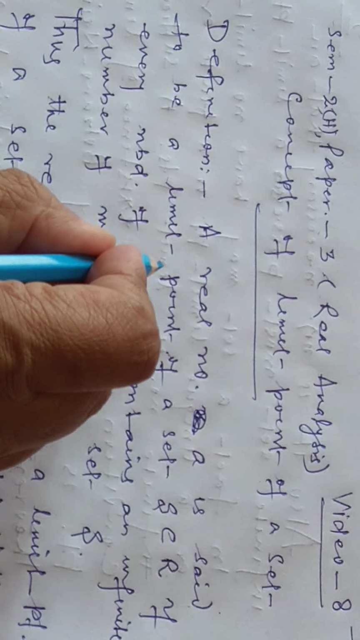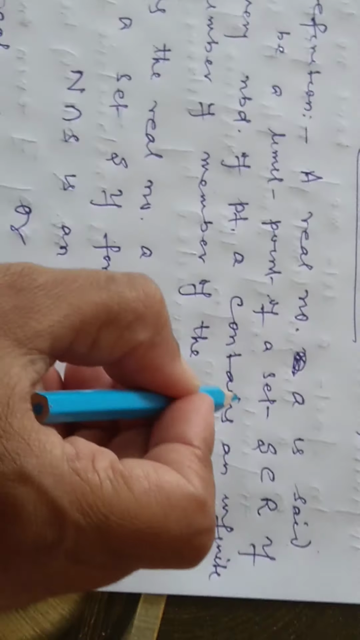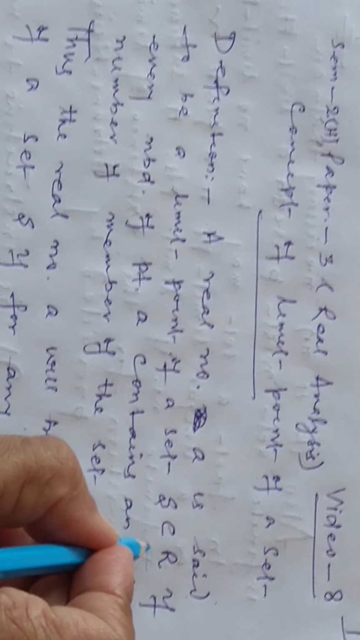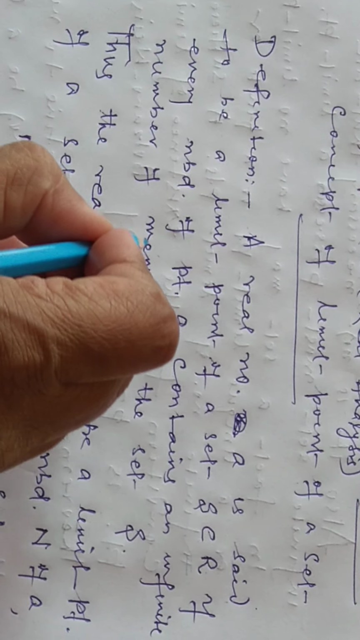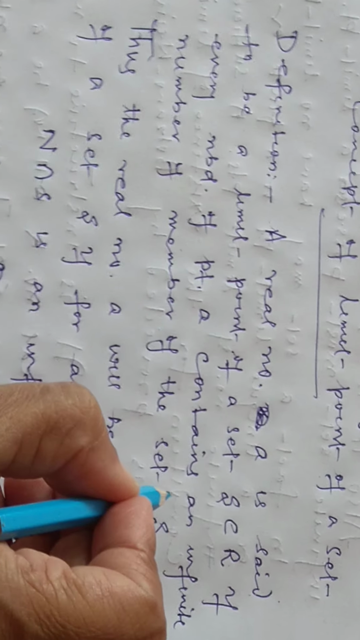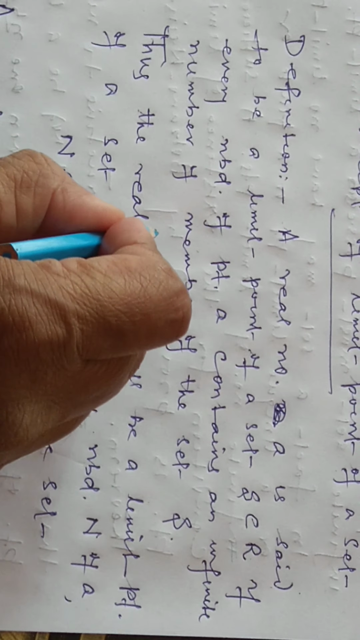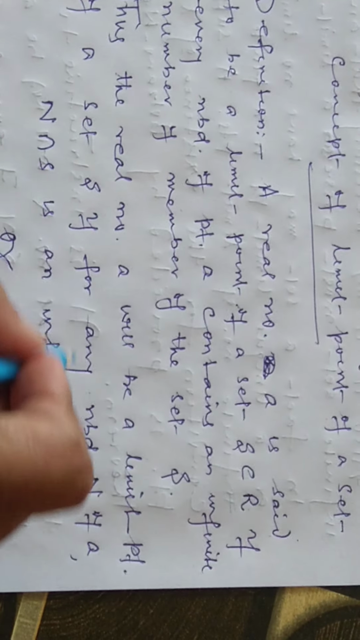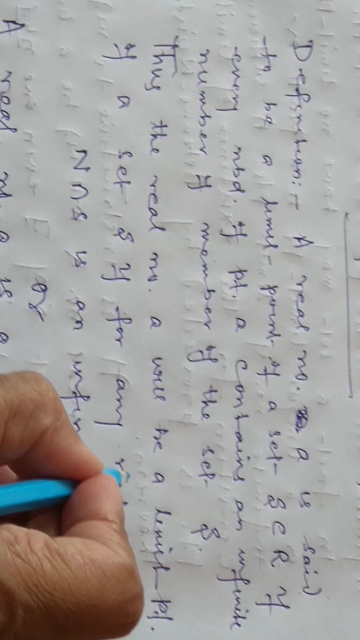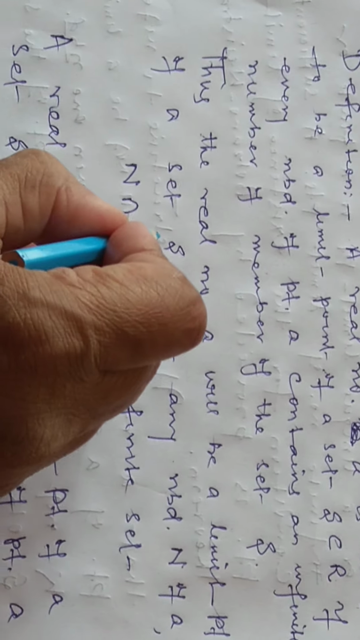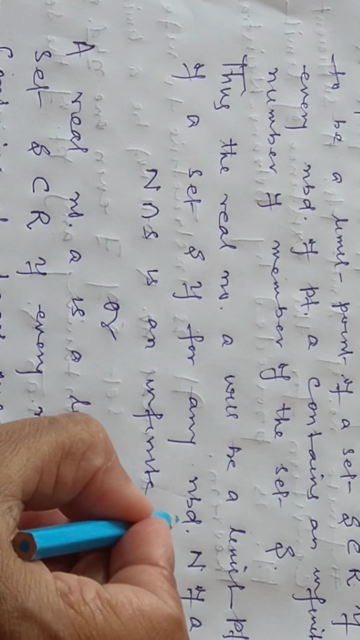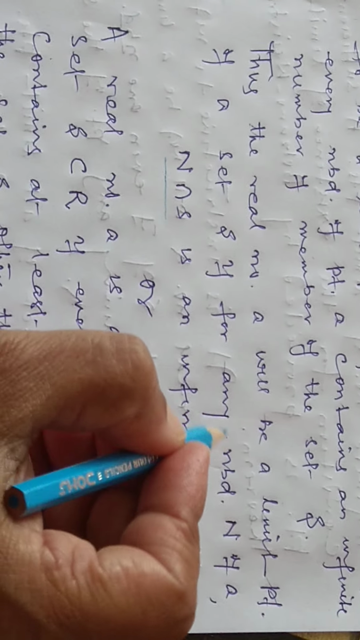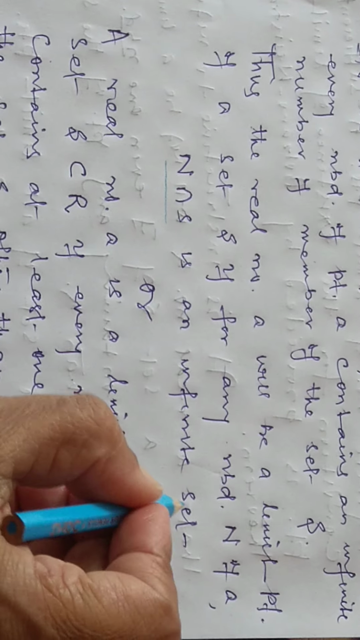Again we are repeating: a real number A is said to be a limit point of a set S, which is a subset of R, if every neighborhood of the point A contains an infinite number of members or points of the set S. Thus the real number A will be a limit point of a set S if for any neighborhood N of A, N intersection S is an infinite set.